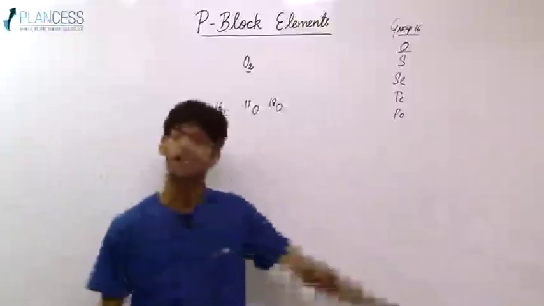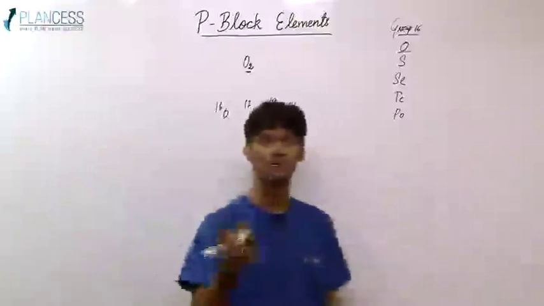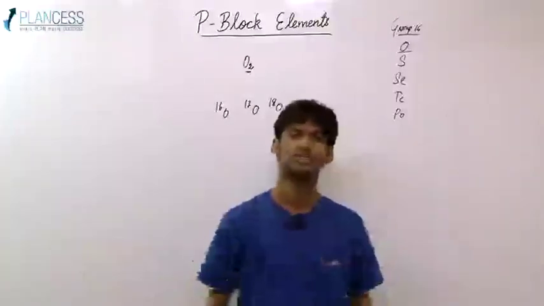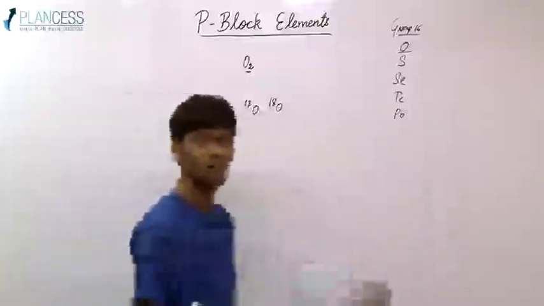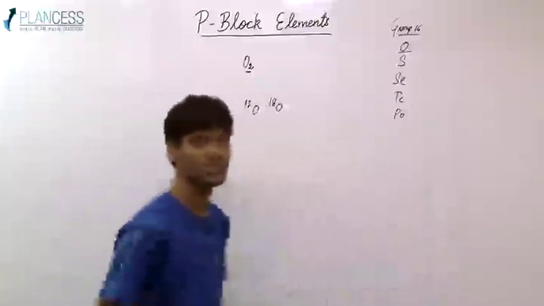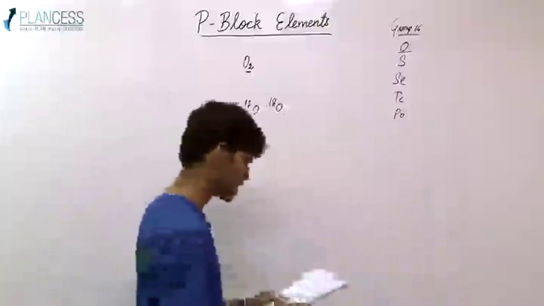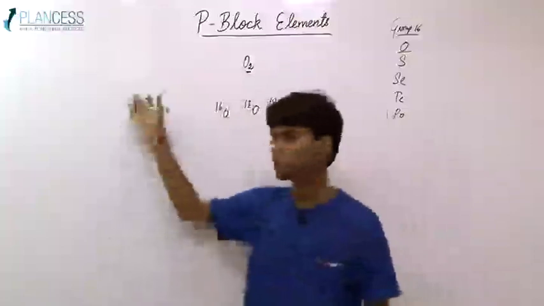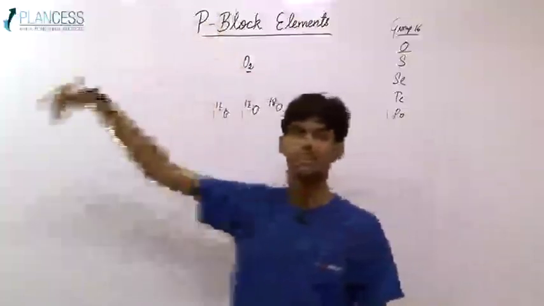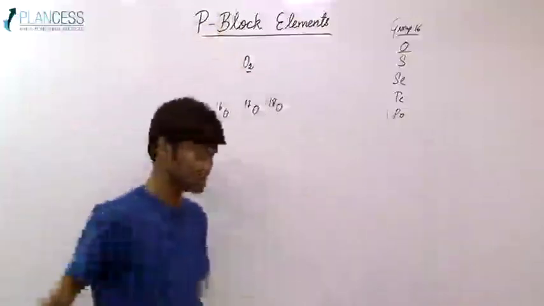Let's say CO2 is an acidic oxide because on addition of water it gives H2CO3, which is carbonic acid, which is acidic in nature. So CO2, SO2, SO3, all these oxides are acidic oxides. As far as the basic oxides are concerned, Na2O and all the oxides of the alkaline earth metals and alkali metals, most of these oxides are basic in nature.